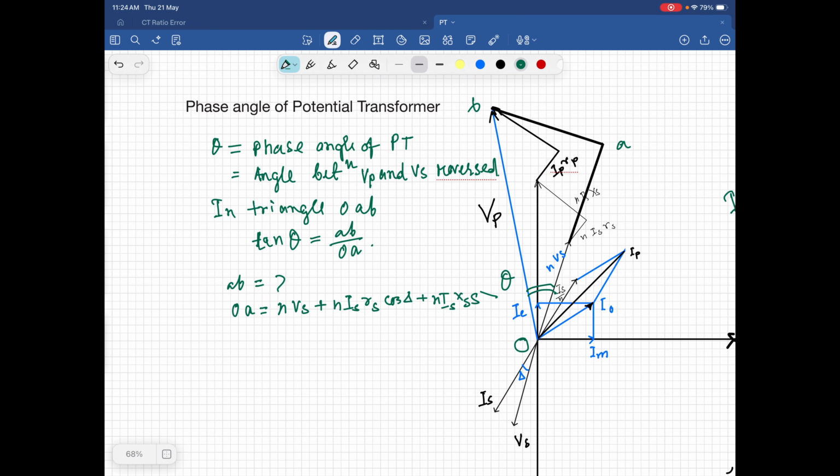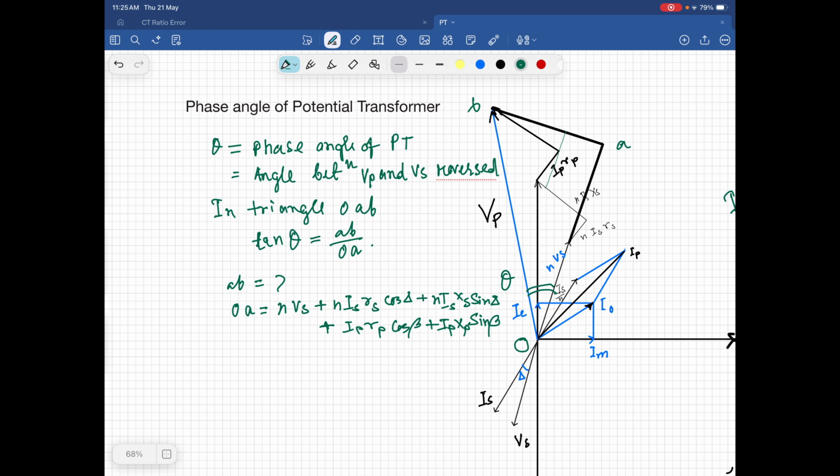So delta is the angle between IS, secondary current, and Vs. So when we reverse the voltage in the primary side, that time it will be NVS and current will be IS by N. The same angle will be there. So this is the expression of OA.